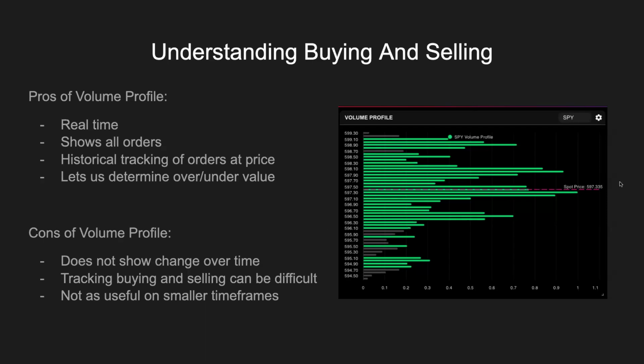This is where volume profile and horizontal volume comes in. Again, in this instance, 597.3 is at one on our volume profile, one being the highest that you can have, the most volume at that price point. And our spot price, SPY stock, is at 597.335, so we're 3.5 cents over what I could say is our true price.